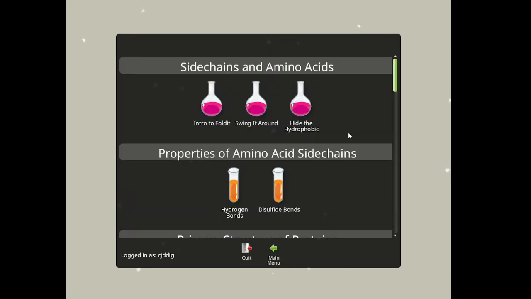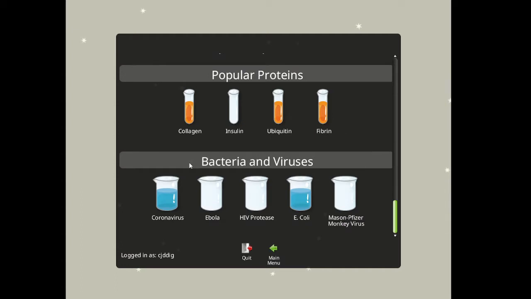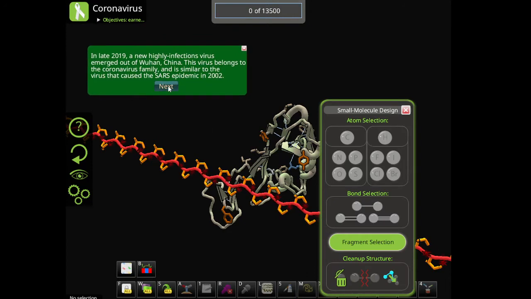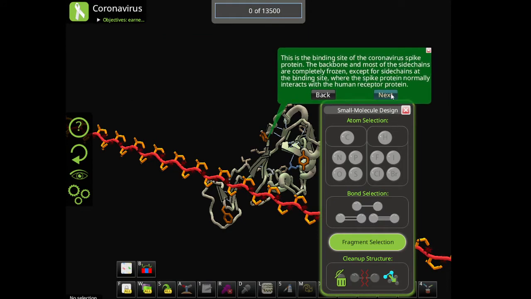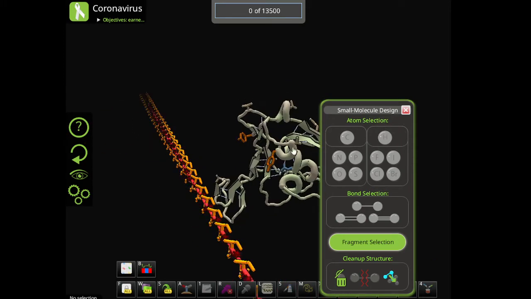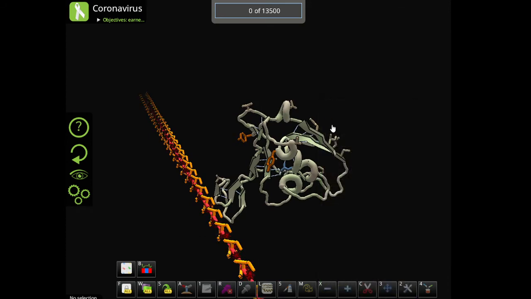Okay, today I will show you how to solve the coronavirus. I assume you all know what coronavirus is. Okay, so we are supposed to make a binder for this protein. This is coronavirus, a part of coronavirus, as far as I know.